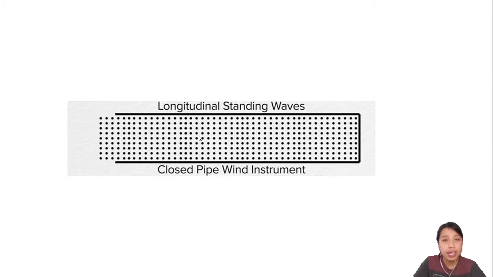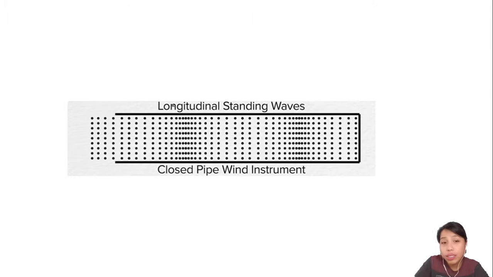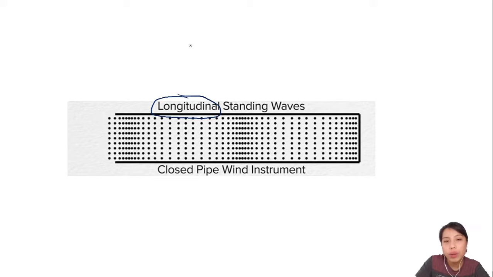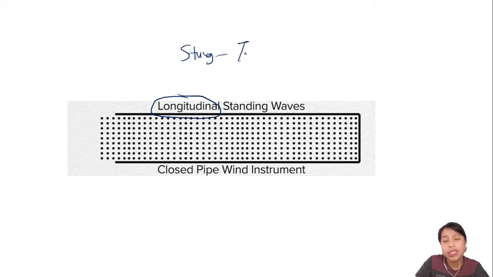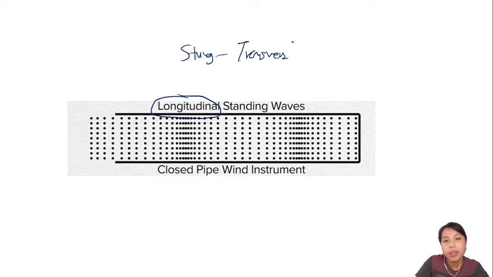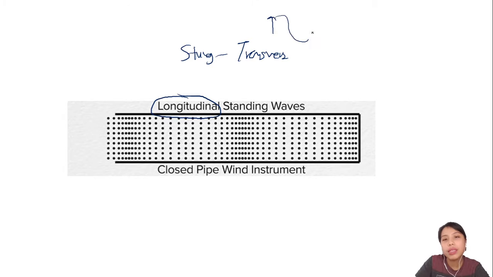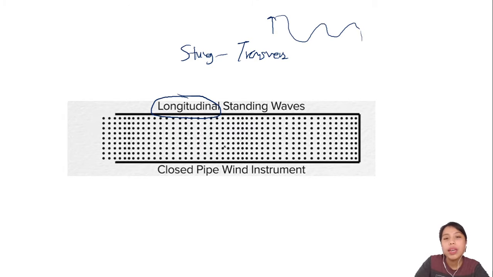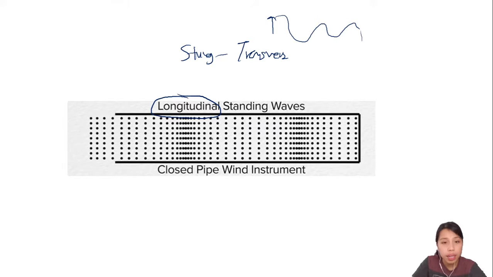We're going to do a case study now of longitudinal standing waves. Previously, we looked at string. String is like a transverse wave. You move the string up and then it oscillates, and then you have a standing wave. But now it's longitudinal. Longitudinal waves can also have standing waves, you know.